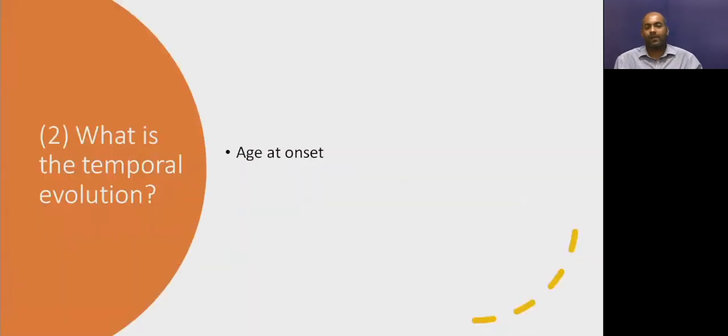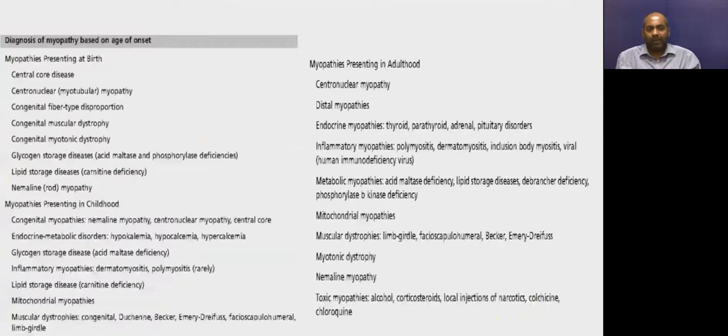Right. So the second question, among the six questions we have to ask, is: what is the temporal evolution? At what age did the problem begin? We have a different set of causes based on age of onset. If the myopathy starts at birth, we can think of congenital myopathies and congenital muscular dystrophies.